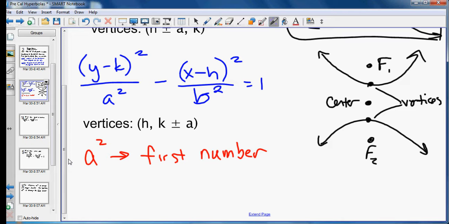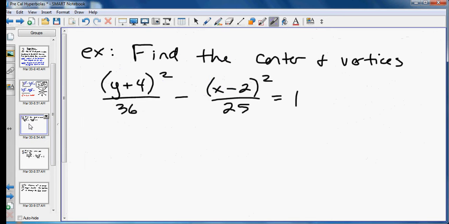The term that has y in it is positive, but because of the subtraction, the term that has x in it is negative. So we know that a squared is the number under the y because the term with y is the first one, but more importantly, it's the one that is positive. So let's try some out. Find the center and find the vertices.